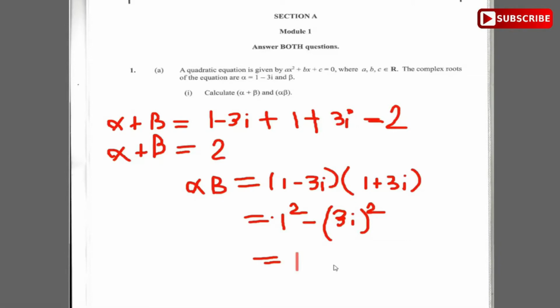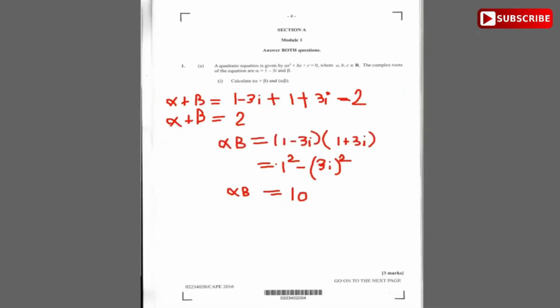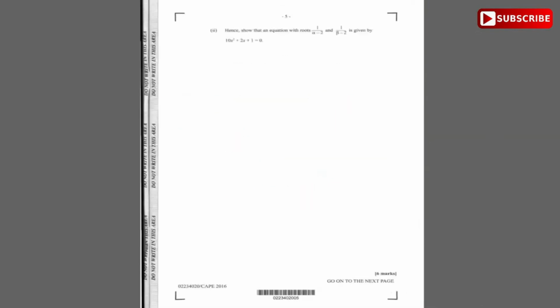So that's alpha beta. Nice and easy, so that's 10. That's the value of alpha beta. So this question is finished. It just wanted alpha plus beta and alpha beta. Nice. So that's 3 marks. Let's look at the next part of the question.